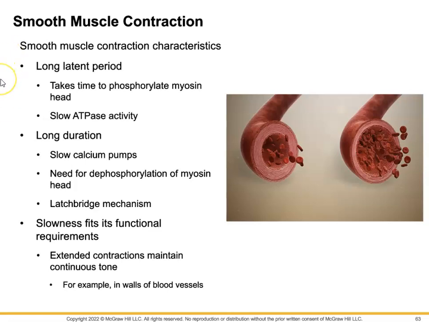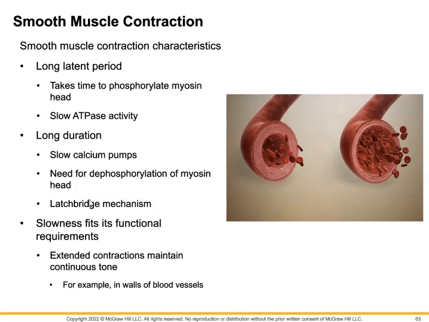So let's just take one more quick look at this. Smooth muscle contraction is a little bit different. Well, actually, it's quite a bit different than skeletal muscle. There's a longer latent period, so the whole depolarization to contraction takes longer. It takes longer to phosphorylate the myosin head, add the phosphate. The ATPase, the enzyme, is slower. There's a longer duration of contraction because the calcium pumps are slower. We have to dephosphorylate the myosin head, remove the phosphate, and we have to undo this little latch bridge. So it's a special mechanism that keeps the myosin head attached to the thin filament.